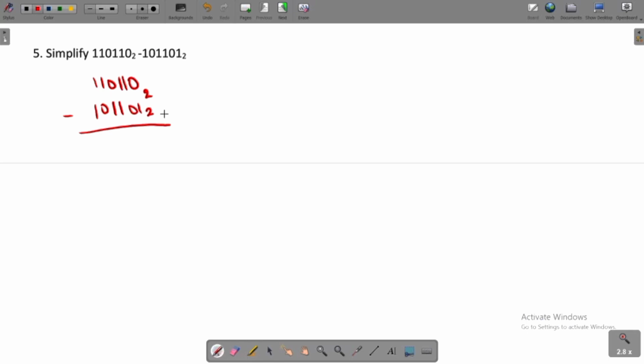Now to solve this, we start from the right hand side. Now we have a 0 in base 2 minus this 1 in base 2. But the 0 we have here cannot subtract 1, so we need to borrow 1 from here. And if you borrow this one, we have it as 2. So if we take this one and borrow it here, we have 2 minus 1. We have the answer as 1.